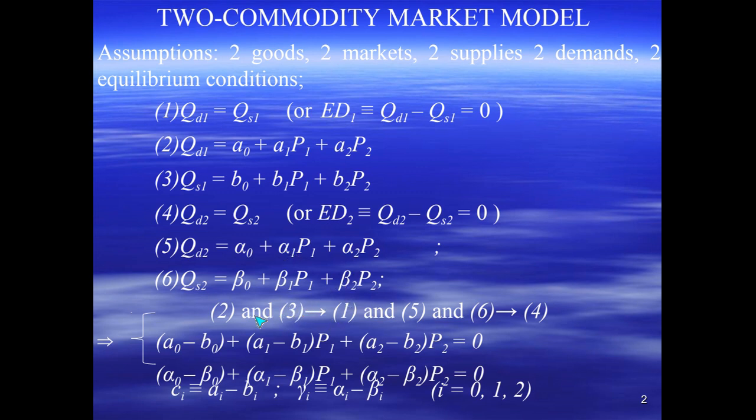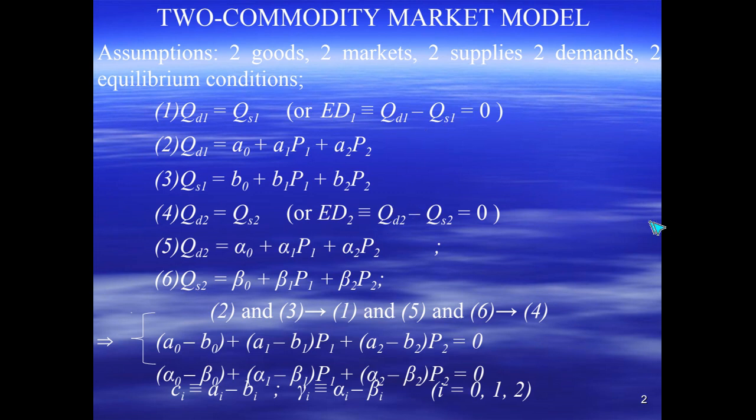All right, so we replace the second and third equations in the first one, and the fifth and sixth equations in the fourth one, which means we replace the demand and supply equations of each market in its own equilibrium equation. So QD1 and QS1 are substituted in QD1 equals QS1. So QD1 here and QS1 here, they are open forms. And then QD2 here and QS2 here. So the QD2 and QS2 will be replaced in the equilibrium condition of the second market.